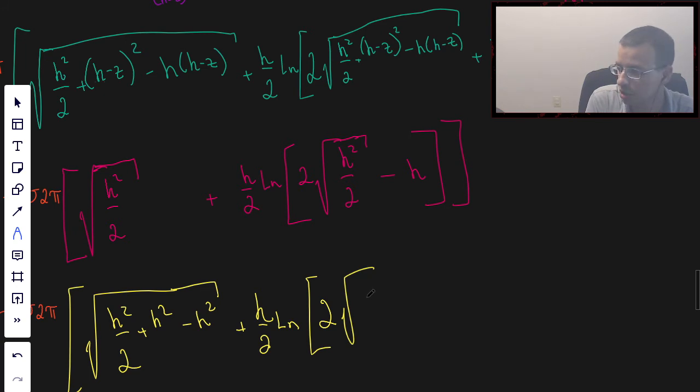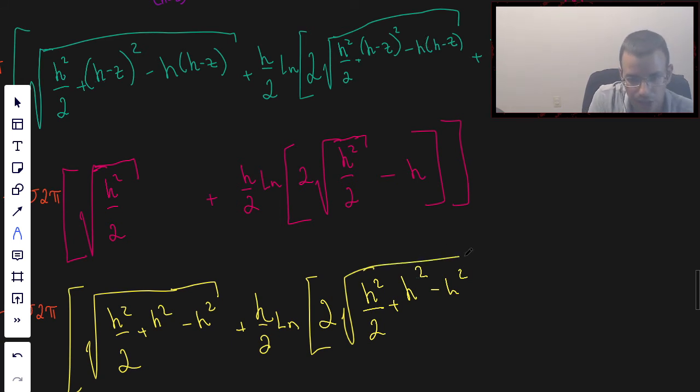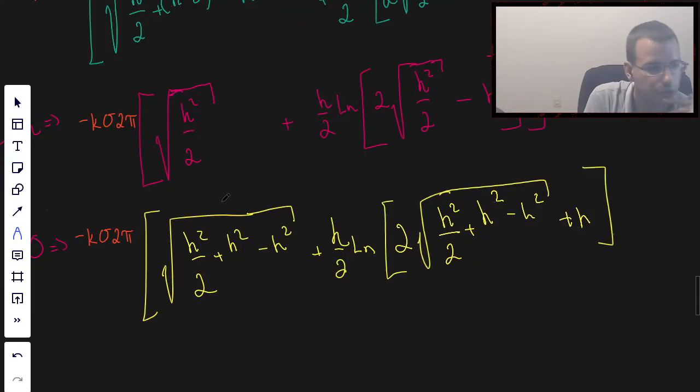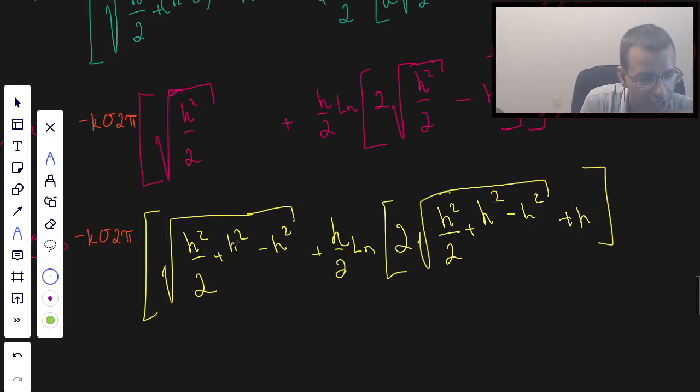times the square root of h squared over 2 plus h minus z, which is going to be h squared, because we said that z equals 0, minus, again, h squared, because now it's negative h times h, close bracket, and this time we're going to do plus h. There we go. Some nuance that happens here. Get a good color for canceling. These h's cancel, the h squared negative h cancels.